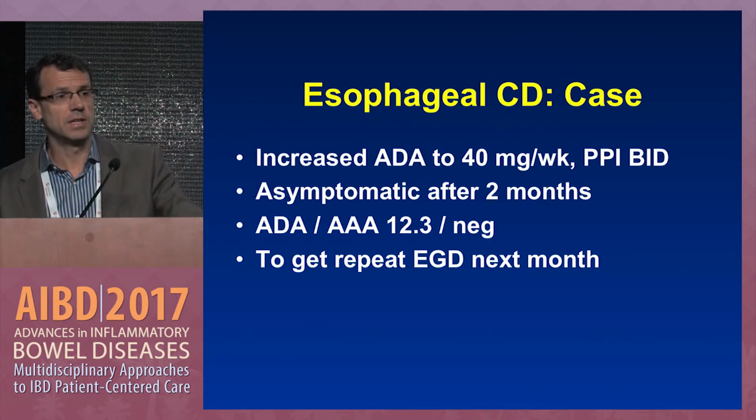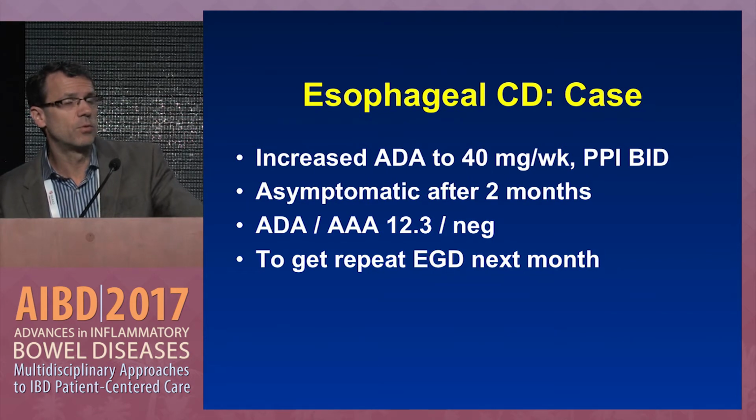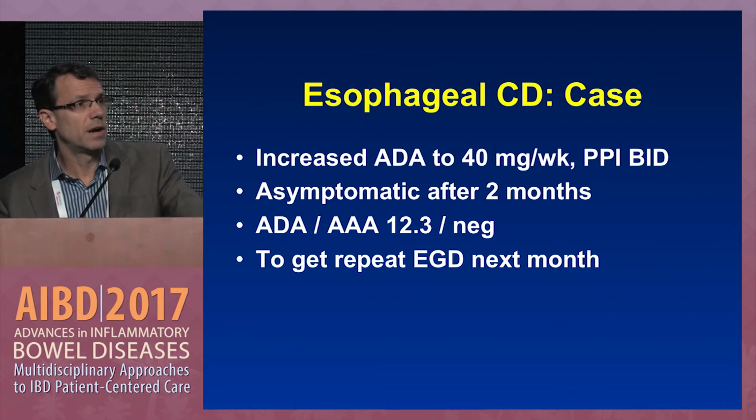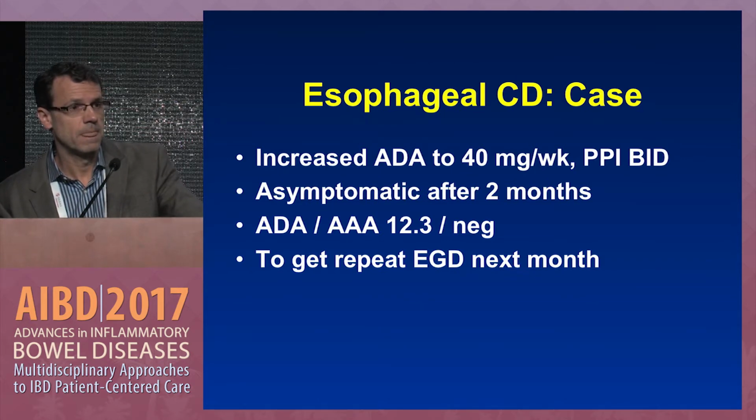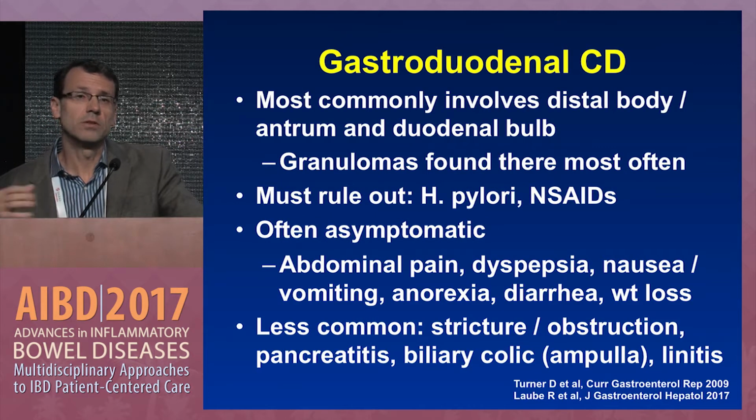So back to my patient. So we increased her adalimumab to 40 milligrams weekly. We put her on high dose, twice daily PPI, and after 2 months, she was asymptomatic. Her levels increased nicely, and she's getting a repeat endoscopy next month, actually. So now let's turn to gastroduodenal Crohn's disease.